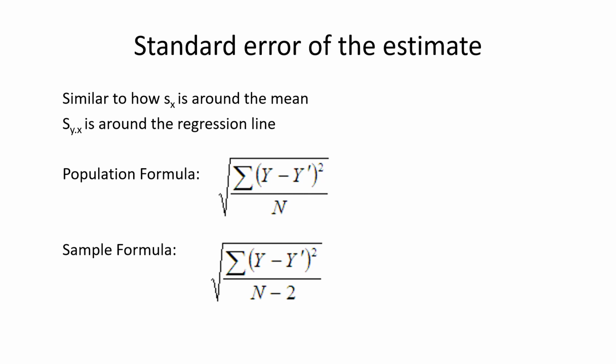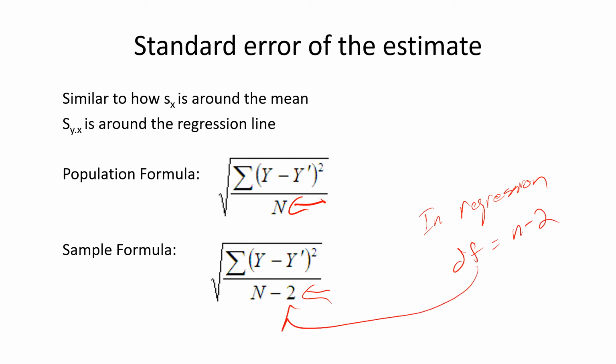And the standard error of the estimate is just like when we were calculating the standard error of the mean earlier. It's basically the standard error around the regression line. And also you see here that for the population formula, it's divided by n. For the sample formula, it's divided by the degrees of freedom. In regression, degrees of freedom equals n minus 2, which is exactly what you see right here.